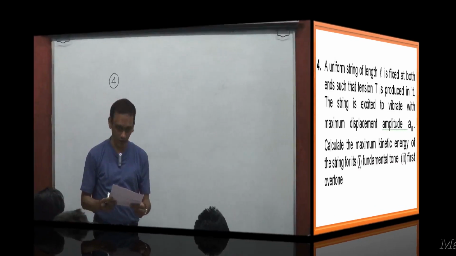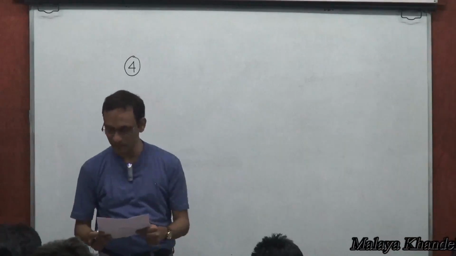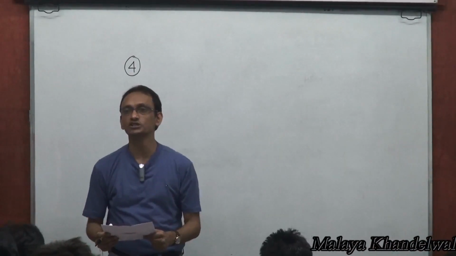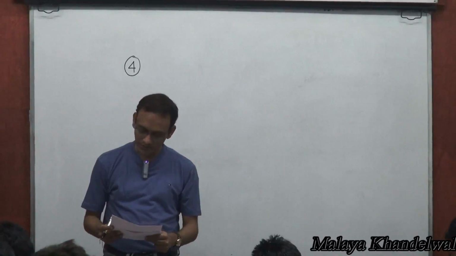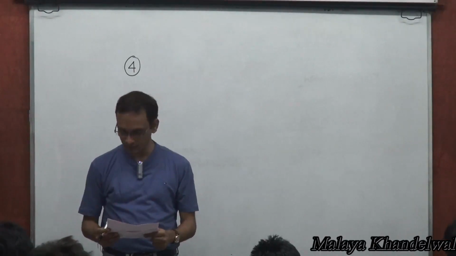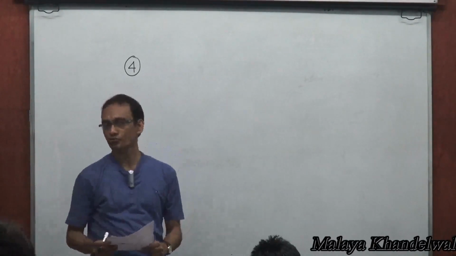A uniform string of length L is fixed at both ends such that tension T is produced in it. The string is excited to vibrate with maximum amplitude A0. Calculate the maximum kinetic energy for the string for its fundamental tone and for the first overtone.